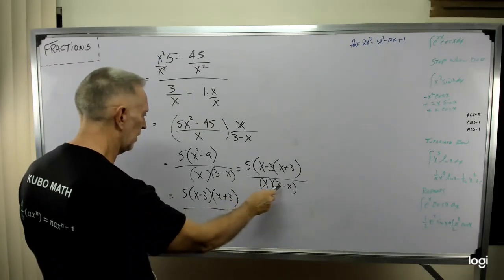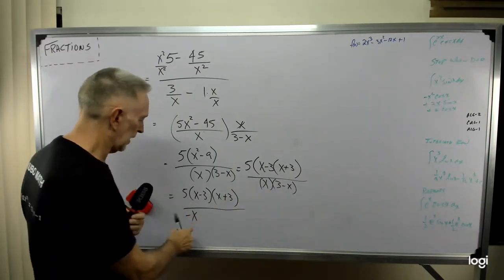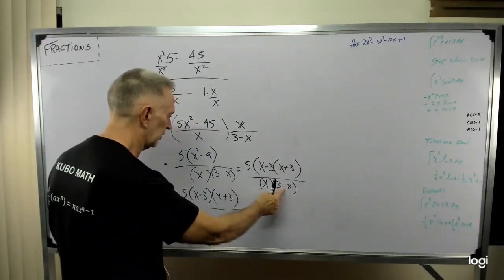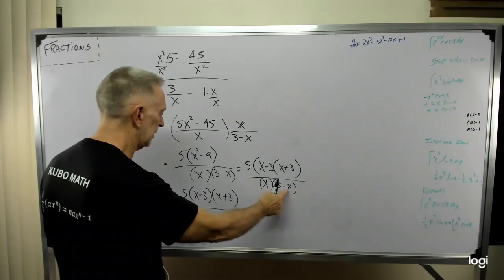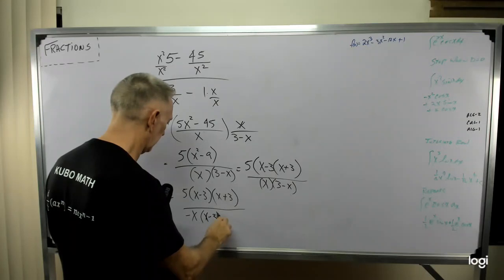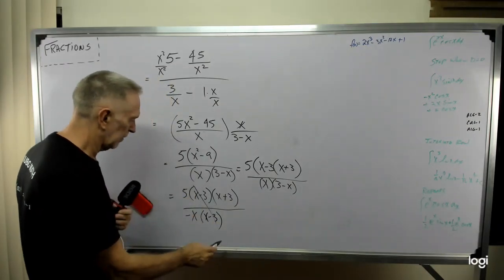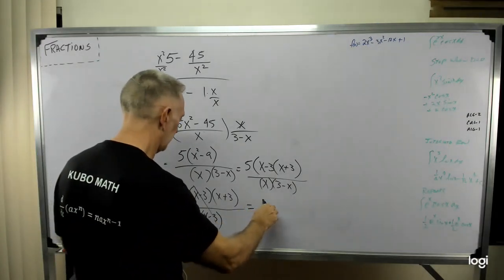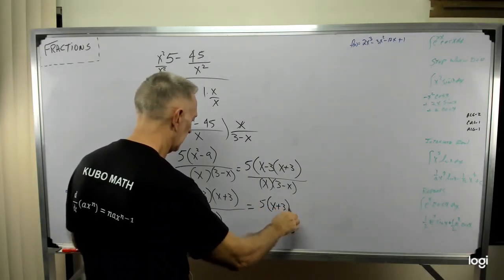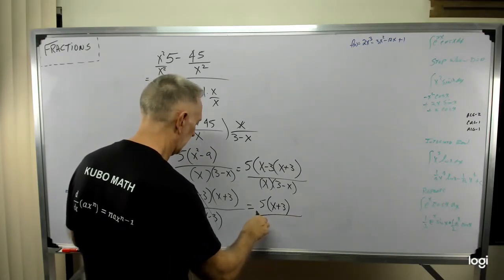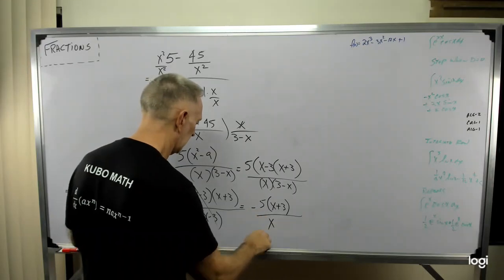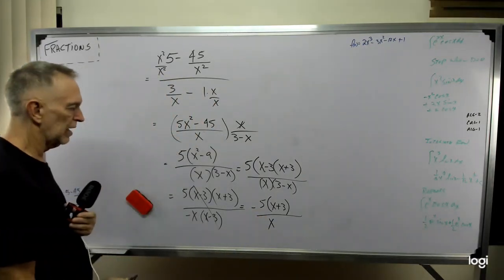I'm going to factor out a negative, put that with that x right here. So that means everything in this parentheses changes sign. So that's going to be a positive x minus 3. x minus 3. Whoa, baby. So now we end up with 5 times x plus 3 over a negative x. I'll just put the negative out here. There we have it.